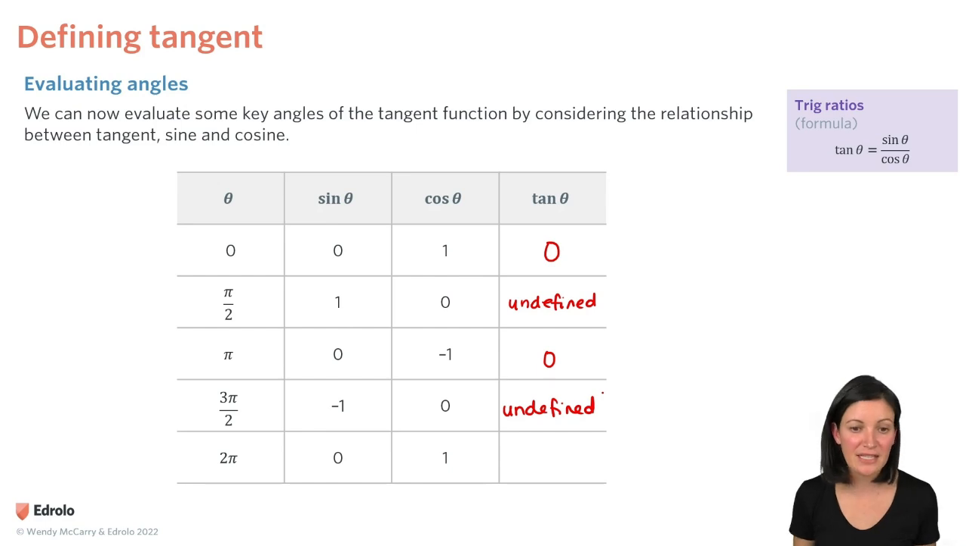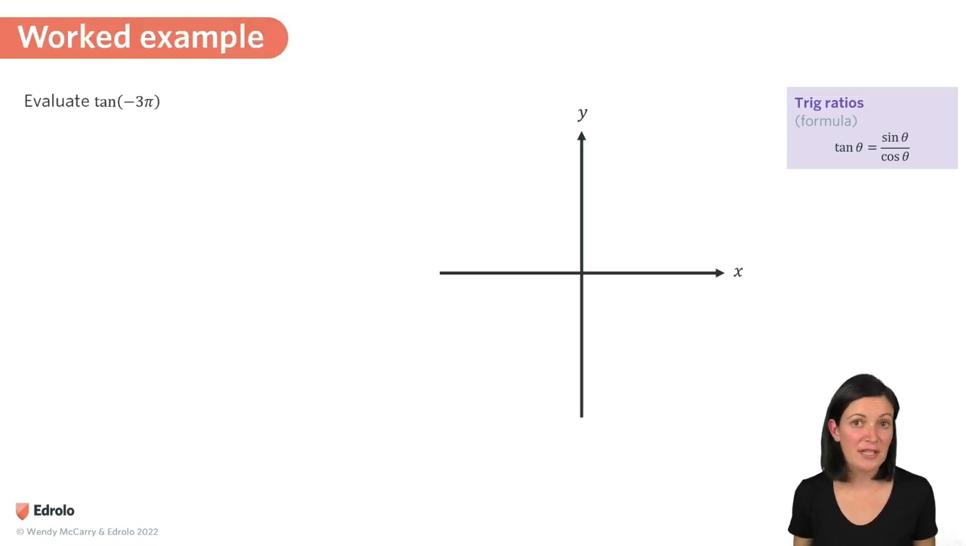Okay, and then the tan of 2π would be 0 divided by 1, which is also 0. So now we can use a little bit of that knowledge to evaluate some angles in terms of tangent.